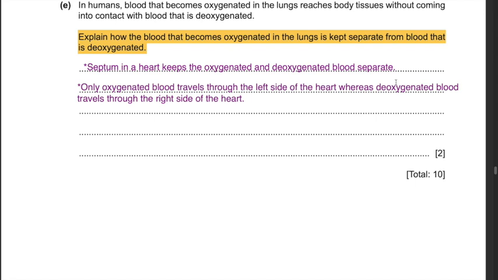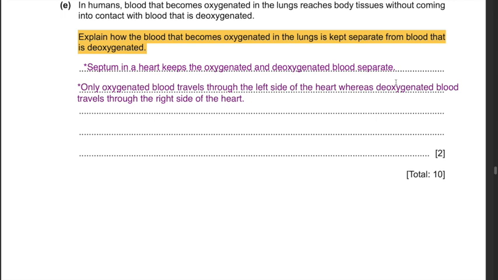Part E. In humans, blood that becomes oxygenated in the lungs reaches body tissues without coming into contact with blood that is deoxygenated. Explain how the blood that becomes oxygenated in the lungs is kept separate from the blood that is deoxygenated. In such questions, you should straight away think about the heart. There is a structure in the heart which helps to keep the oxygenated blood separated from the deoxygenated blood, and that structure is the septum. A septum in a heart keeps the oxygenated blood and deoxygenated blood separate.